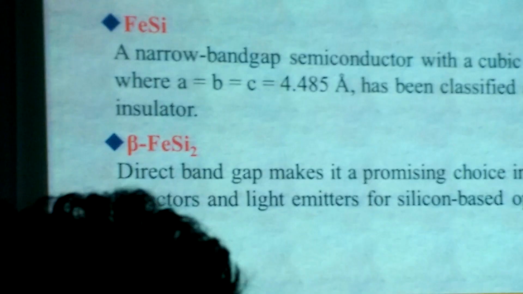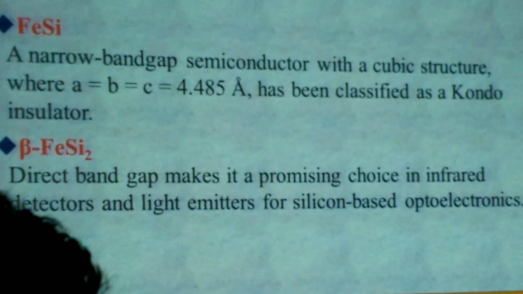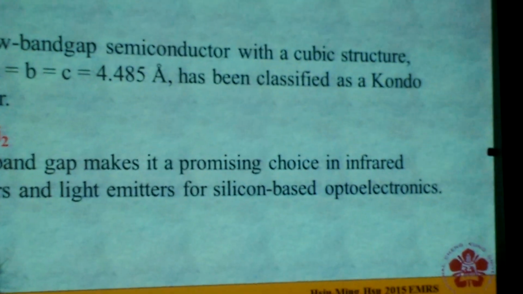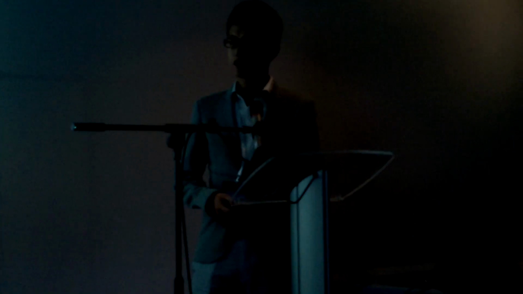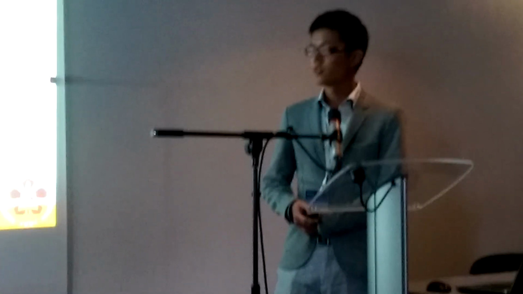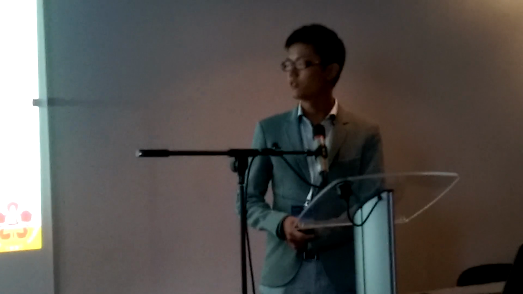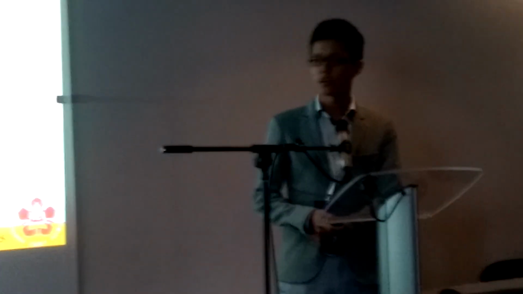Why has iron silicide attracted so much attention? Iron monosilicide is a narrow bandgap semiconductor with a cubic structure and has been classified as a Kondo insulator. And beta iron disilicide has a direct bandgap, which makes it a promising choice for infrared detectors and light emitters for silicon-based optoelectronics.